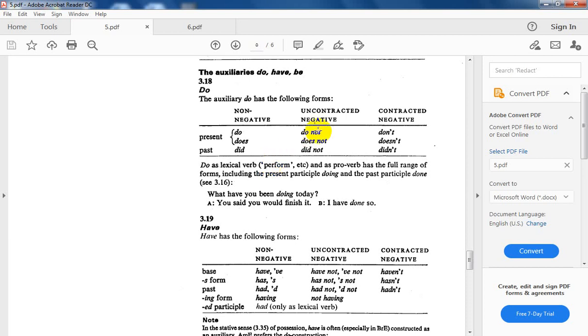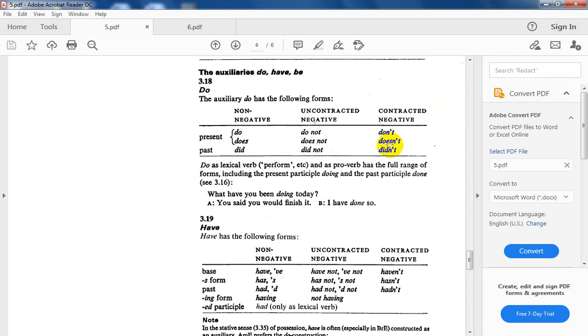So here I have the non-negative and the contracted negative. In the non-negative, I have do, does in the present, and did in the past. Uncontracted means unabbreviated, the full form. Here it is the abbreviated one.